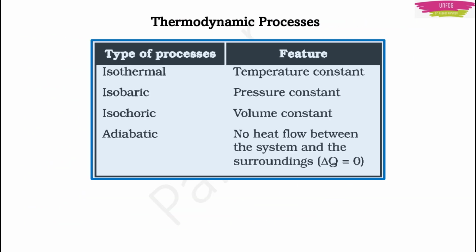Now let's look at a quick summary. The four important types of processes are isothermal, isobaric, isochoric and adiabatic. In isothermal, the temperature of the system is constant. In isobaric, pressure is constant. In isochoric, volume is constant. And in adiabatic, heat will be constant. That is, no heat flow between the system and the surroundings. There is no change in heat energy. Delta Q will be equal to 0.